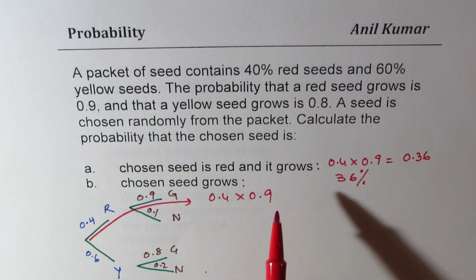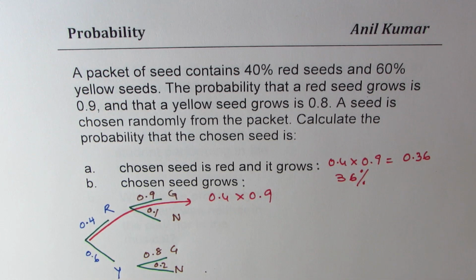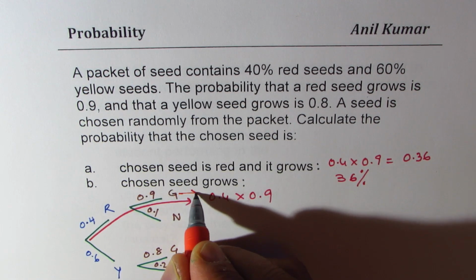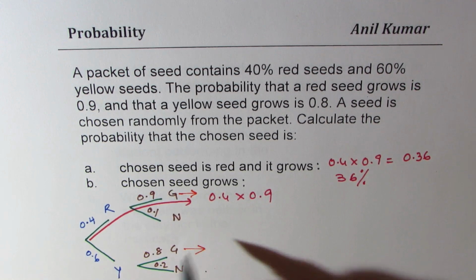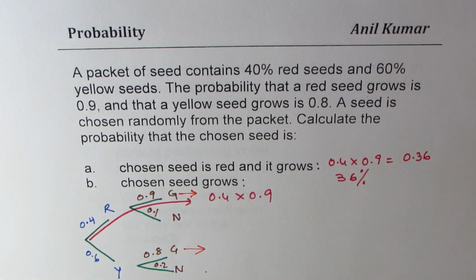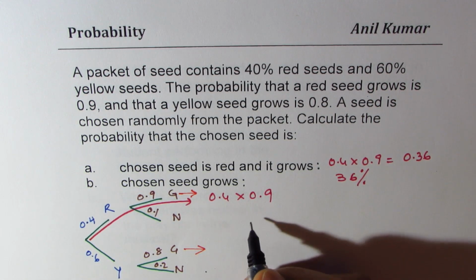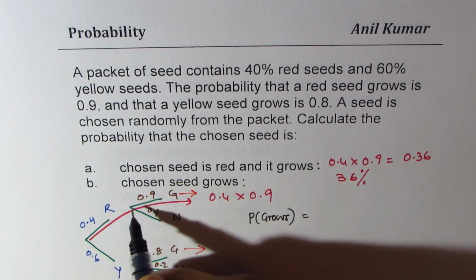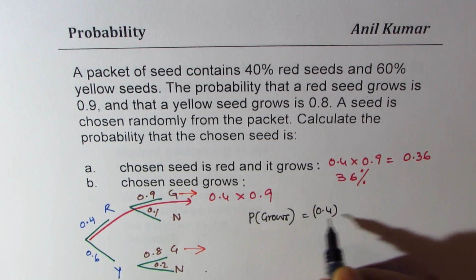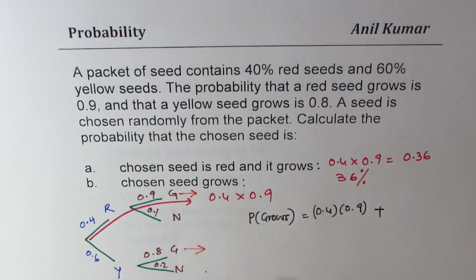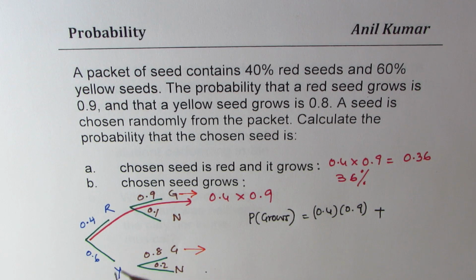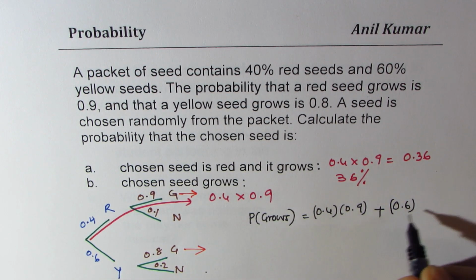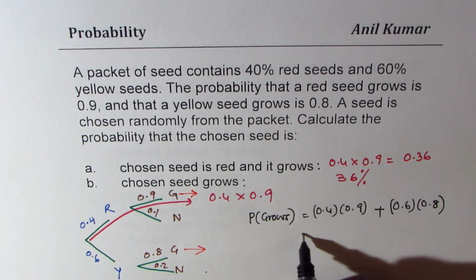Correct? The other one is that the chosen seed grows. So when we say it grows, that means we are looking for what? We are looking for these two combinations. It could be red which grows and it could be yellow which grows, correct? So in part B, where we are saying that probability that it grows is what? Is red and it grows, which is 0.4 times 0.9, plus it is yellow that grows, which is 0.6 times 0.8, correct? So that gives you the answer.